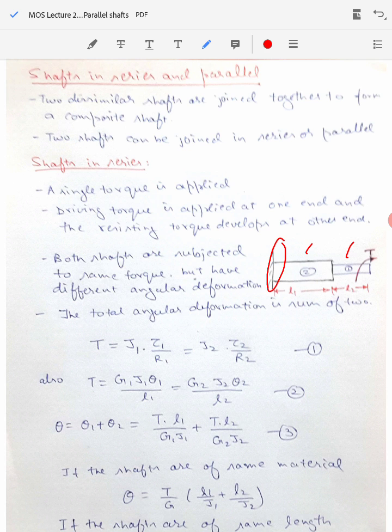So shaft 1 will be deformed, let's say, by angle theta 1, while shaft 2 will deform by the angular deformation theta 2. But they both will be subjected to the same torque T, because on shaft 1 you are applying torque T directly, and on shaft 2 there is a resisting torque developed, again of the same magnitude T.